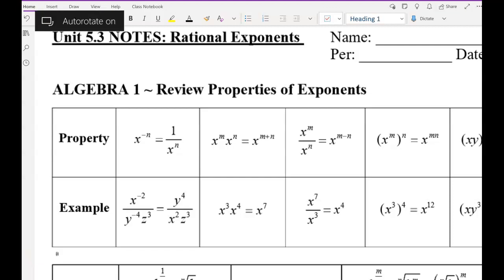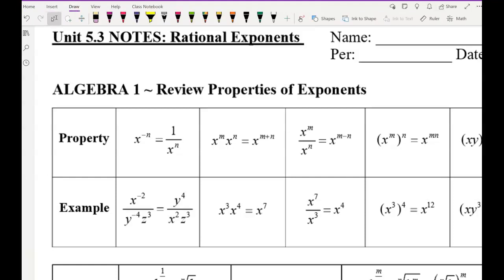Hey guys, all right, so we are now on the unit of 5.3, rational exponents. So as you know, the word exponent means power, right? Rational means any number that can be rewritten as a fraction. So prior, we gave you a review, Algebra 1 review on properties of exponents.